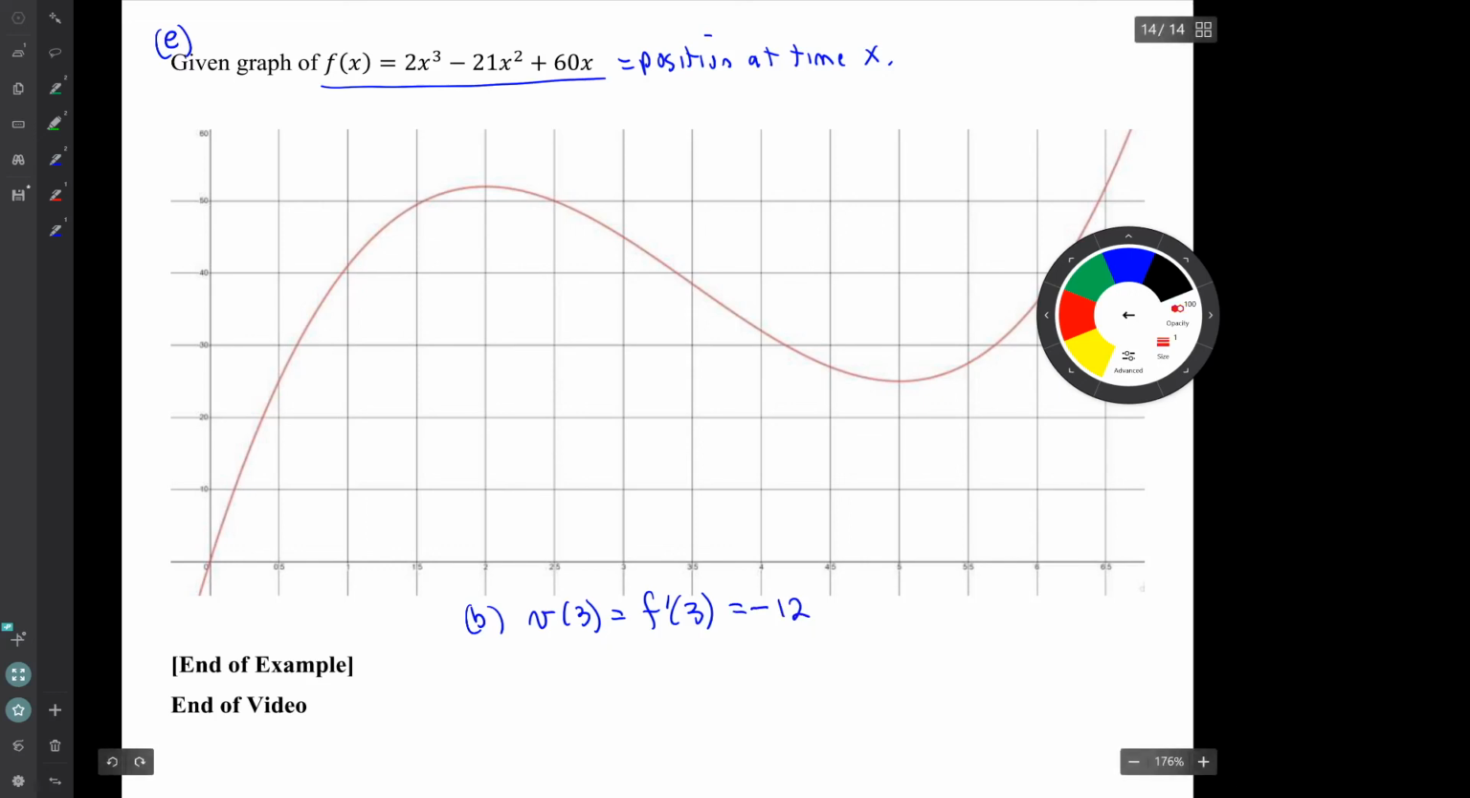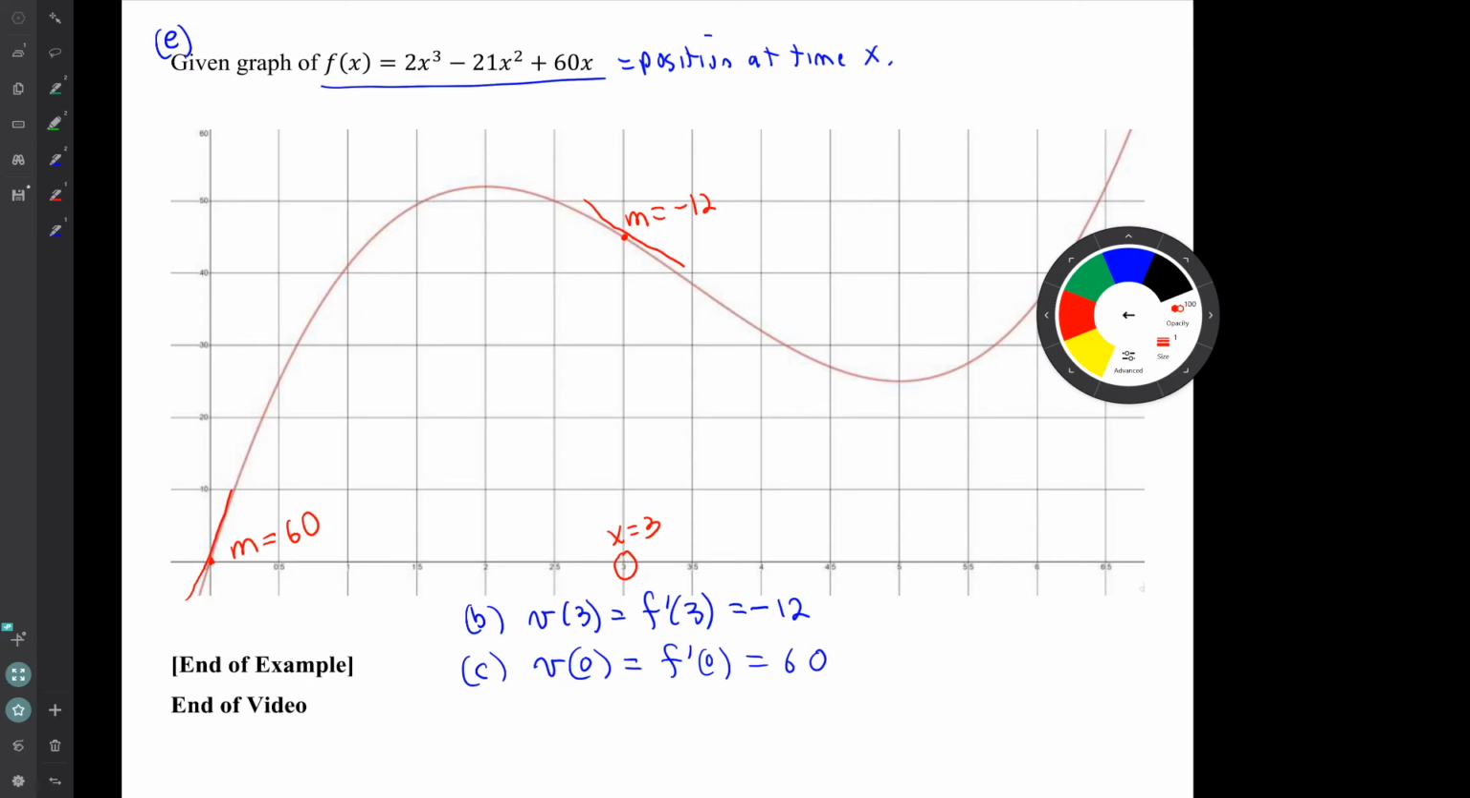We illustrate that by finding the place on the graph where x equals 3, drawing the tangent line, and labeling its slope. For question C, we found that f prime parentheses 0 was 60. That means the velocity at time 0 was 60. We illustrate that by putting a tangent line on the graph at x equals 0 and labeling it with its slope. And in question D, we found that the velocity was 0 at times 2 and 5.